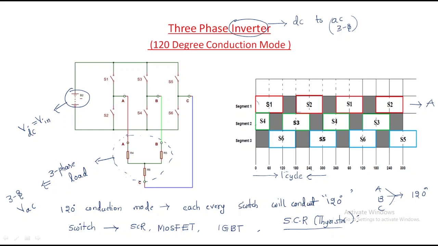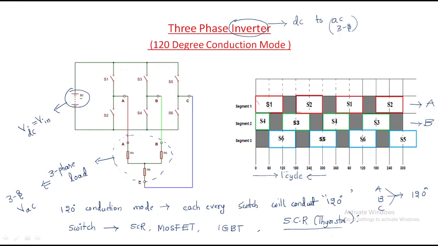For the B phase, what happened? Look at the B phase. After 120 degrees of the switch 1, S3 will be on. This S3 will be conducted for 120 degrees. After a 60 degrees gap, S4 will be conducted. Look at here, this S4 will be conducted. After a 60 degrees gap, again S3 will be conducted. So this will be continued. This segment 2 will be operated for the B switch. Look at here, that's why it is connected to B.